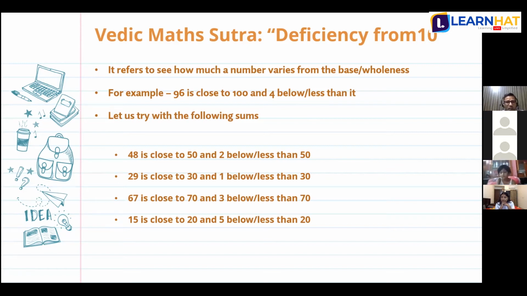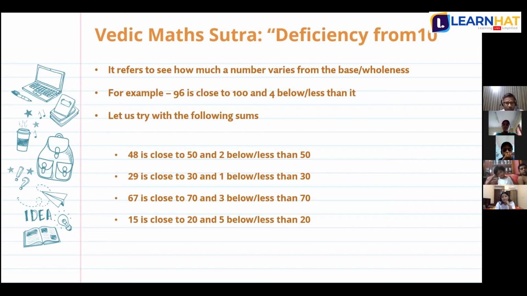If someone says 48, for example, I've given it in the bullet point, 48 is close to 50. How much is the difference between 48 and 50? It's just 2 below or 2 less than 50. The next one is 29. 29 is close to 30. It's just 1 below, so 1 is your deficiency. Similarly, we have 67, which is close to 70, 3 below or less than 70. And 15 is close to 20 and 5 below or less than 20.